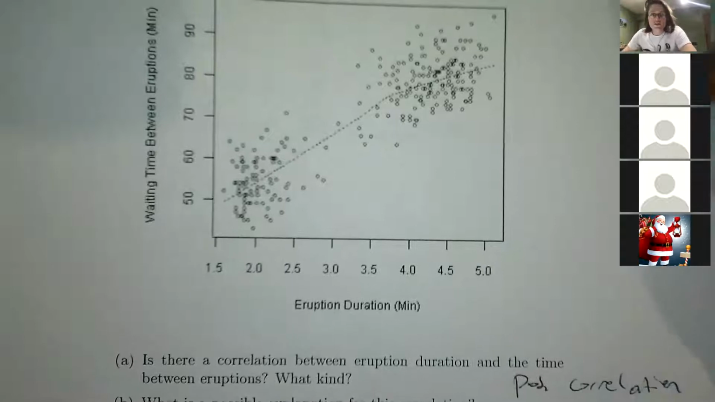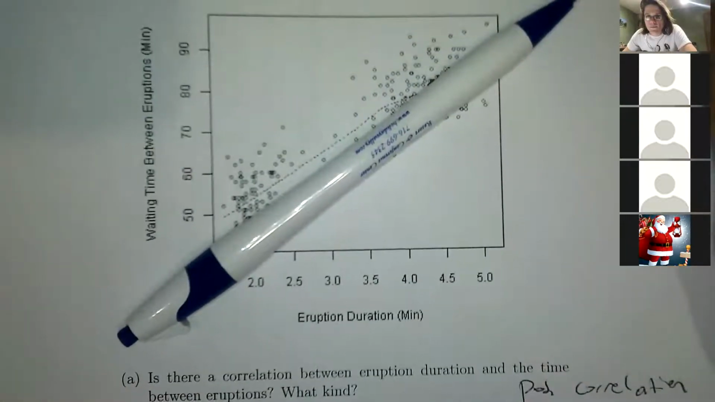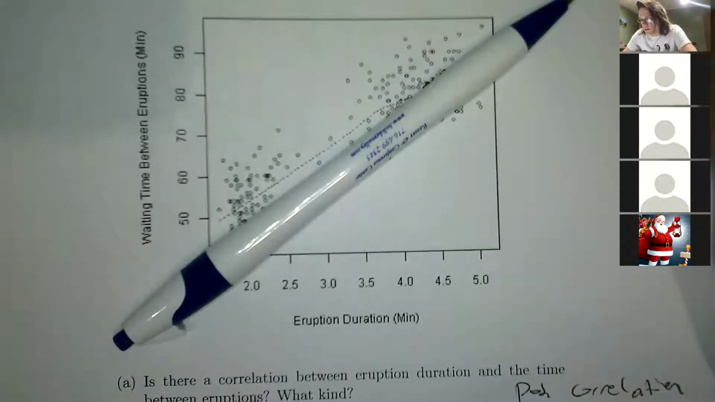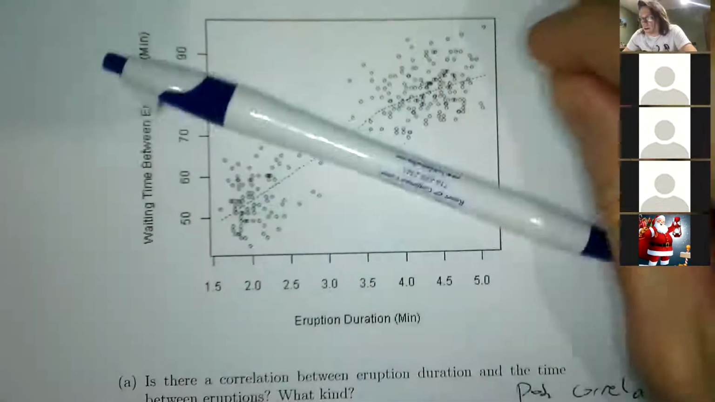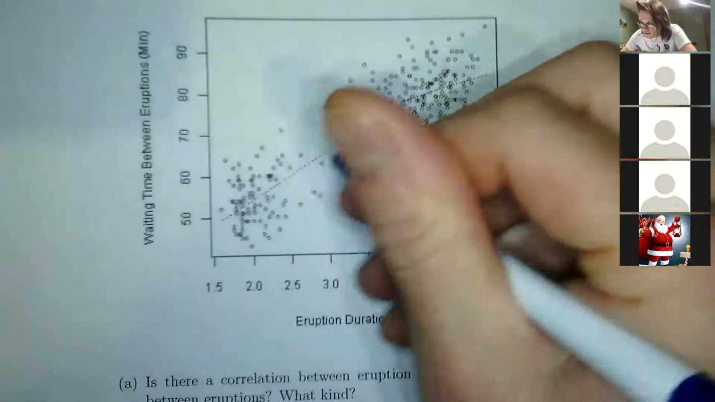All right, the way you can see that really quick is that it's got a positive slope. That's it. If it was negatively correlated, it would have a negative slope, the line, like this imaginary line that goes through it.